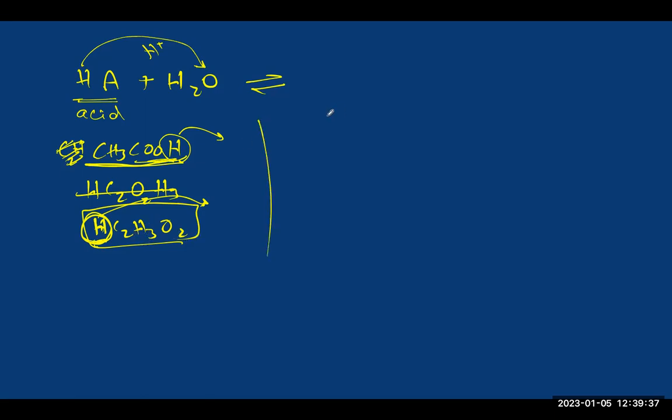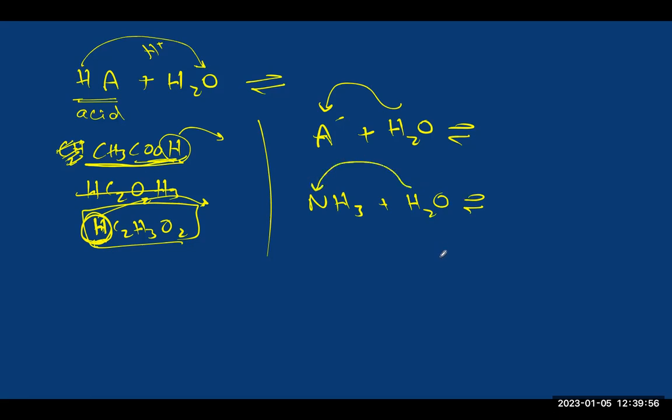If we have an equation like A minus plus H2O, we know in this case we don't have a hydrogen, so the hydrogen should be moved from H2O to this one to attract the negative charge. And if we have NH3 plus H2O, we know that the nitrogen has a lone pair. So in this case, the nitrogen can attract the hydrogen from H2O, and this will be a base also.